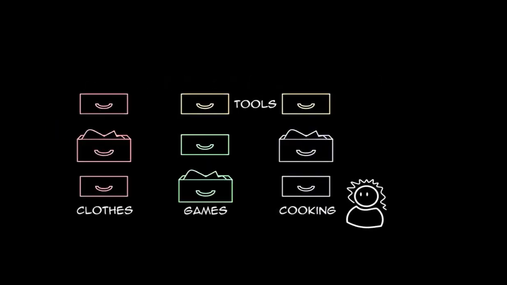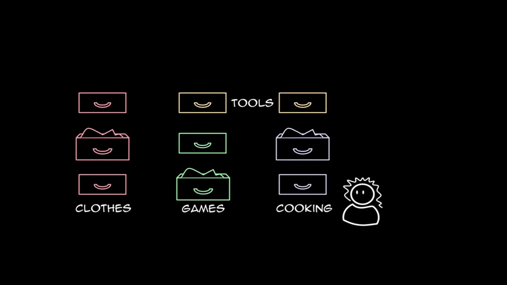So we organize it by putting it into categories. We take out those drawers and we label them. And we make sure that the kind of stuff we put in those drawers is of that kind of stuff. So we have clothes, we put in the clothes drawers. We have tools, we put in the tools drawers. Games, we put in the games drawers. Cooking stuff, we put in the cooking stuff drawers, and so on.